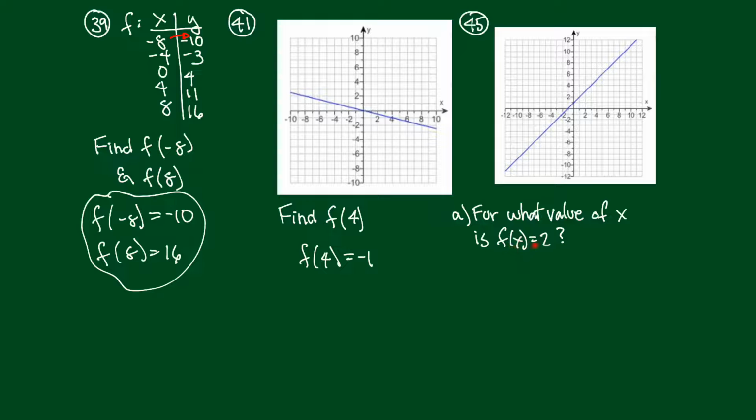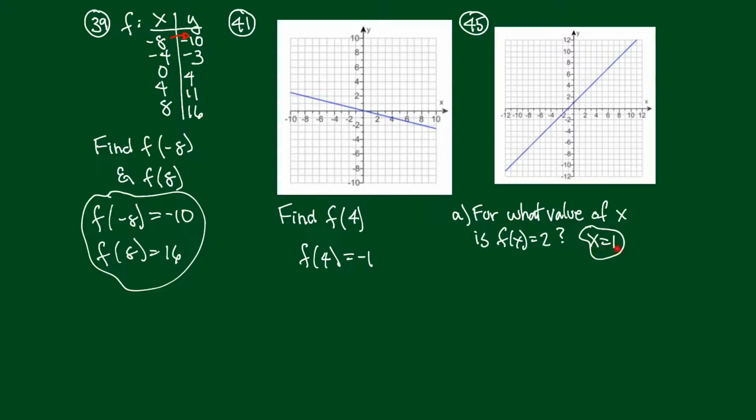So this is the output. The output is 2. The outputs are the verticals. So come up to 2 on the vertical. Now follow it over. The graph's a little small here, but if I follow it over and down, it looks like it's a 1. So the output is 2. Go to the output axis right here. Follow it over to the graph and down. I'm going to claim that x equals 1.